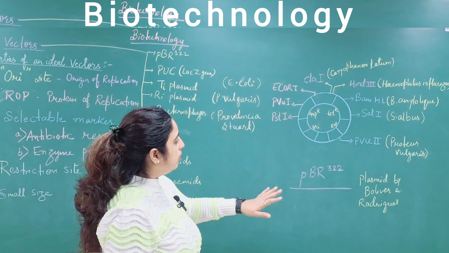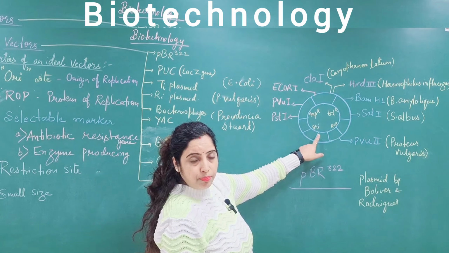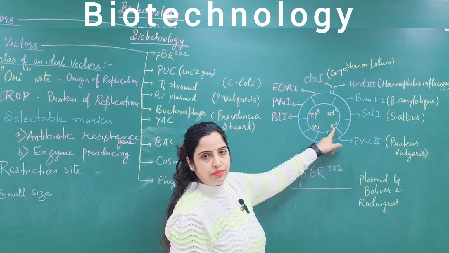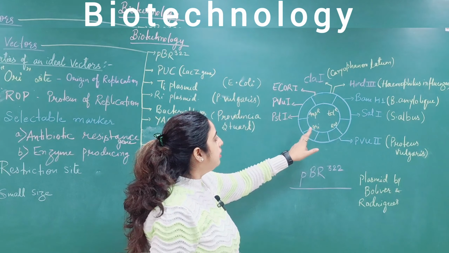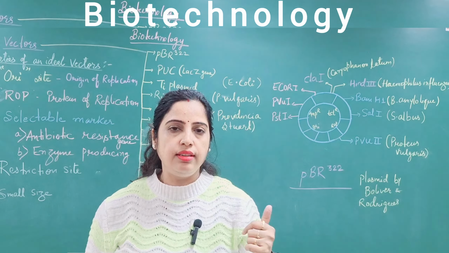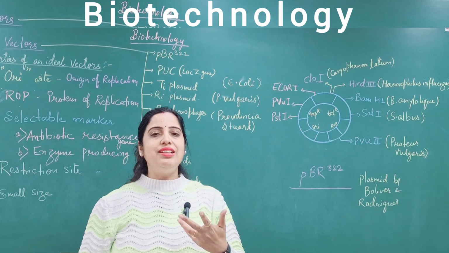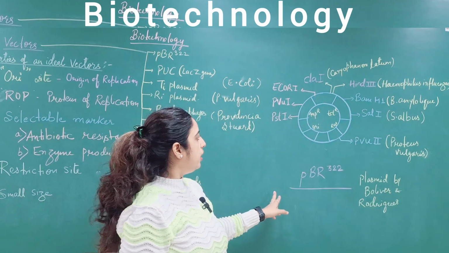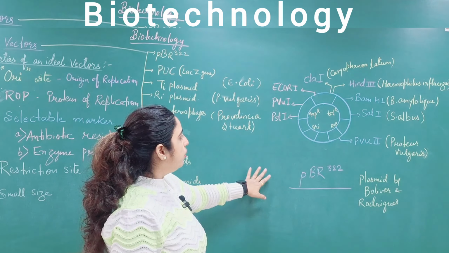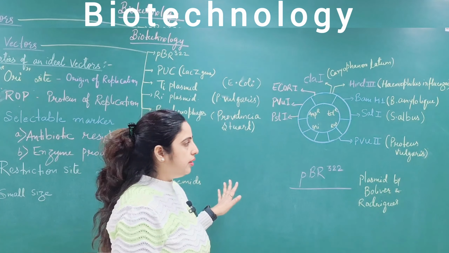Okay. As I told you, it should have an origin of replication, which it ideally has. Then it should have replication protein. Then the antibiotic resistance genes. This question was asked: pBR322 has which resistance genes? So it has the ampicillin and the tetracycline resistance genes. Okay, these two sites can be used for transfer of your desired DNA.